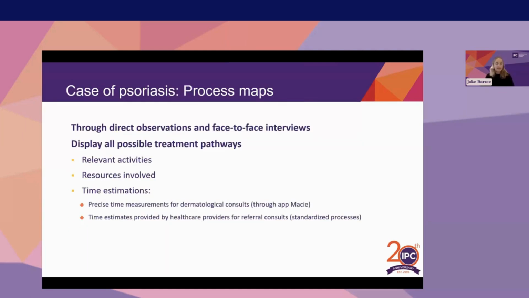So we focused on psoriasis as a medical condition together with its comorbidities. And the first step we did was to develop detailed process maps of the different treatment pathways that are possible within the clinic. We did this through direct observations, but also through face-to-face interviews with the different health providers involved. And actually, the goal of these process maps is to display all the possible treatment pathways that a patient might take within their treatment. So it should showcase all the relevant activities, but also the different resources that are involved within each of these steps, together with a time estimate of how long they are involved.